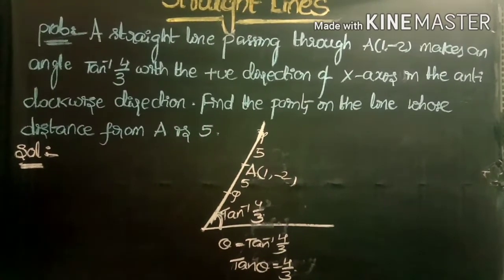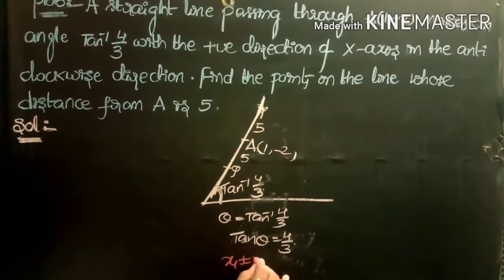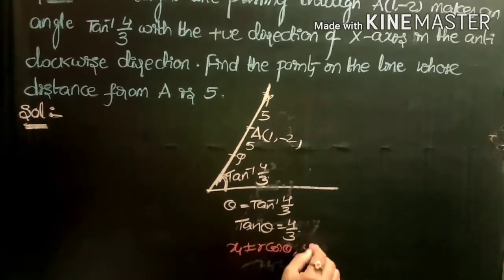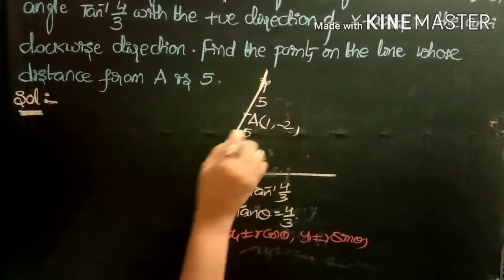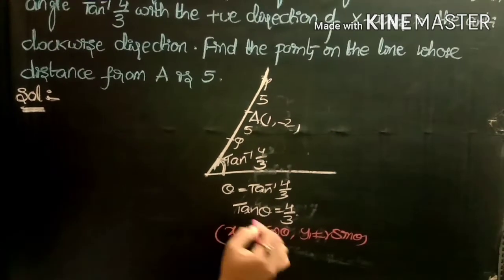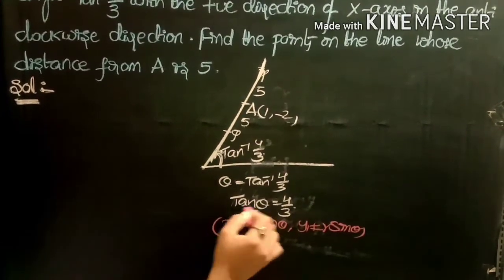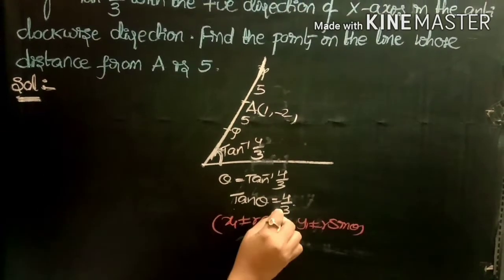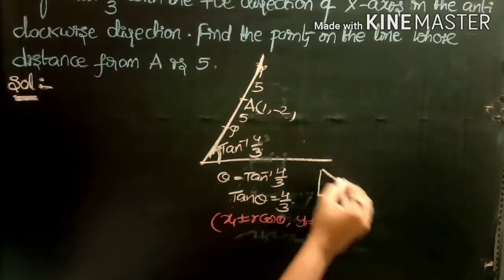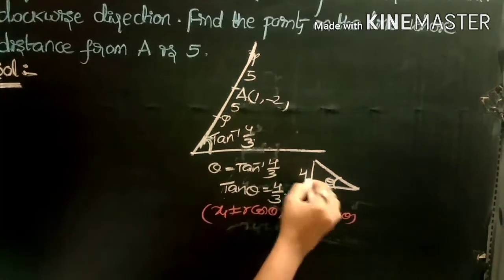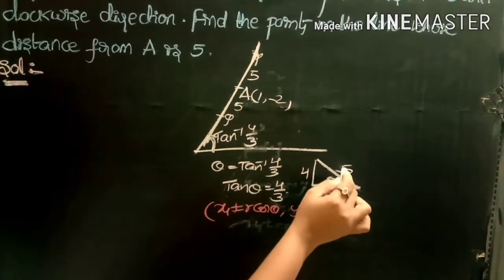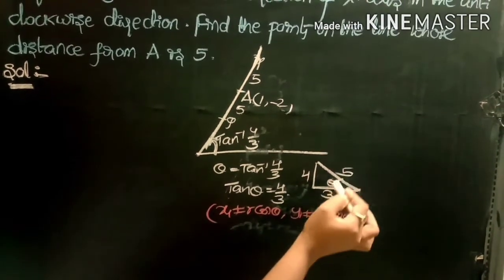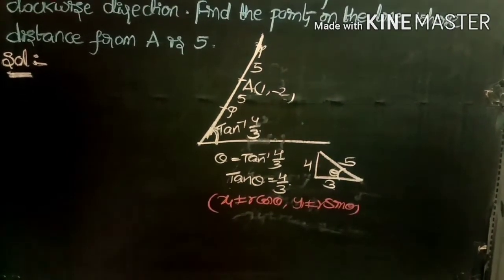So here also we take the same formula, which is x1 plus or minus r cos theta, y1 plus or minus r sin theta. Here r is equal to the distance value, that is given as 5, and theta value is not given directly but we are given the value of tan theta. So from this value we can take the values of cos theta and sin theta. Here opposite 4, adjacent 3, then the value of hypotenuse is 5. So from this the value of sin theta is equal to 4 by 5 and the value of cos theta is equal to 3 by 5.